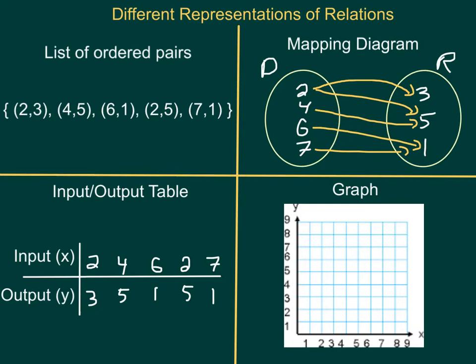And then finally, one last way we can look at it is by doing a graph. So what I can do is take each of my ordered pairs and plot them on the coordinate grid. So I'm just going to go to the point 2, 3. That's right 2, up 3. 4, 5 is right 4, up 5. 6, 1 is right 6, up 1. 2, 5 is right 2, up 5. And then 7, 1 is right 7, up 1. So I could plot the 5 points that I have on a coordinate grid as well.